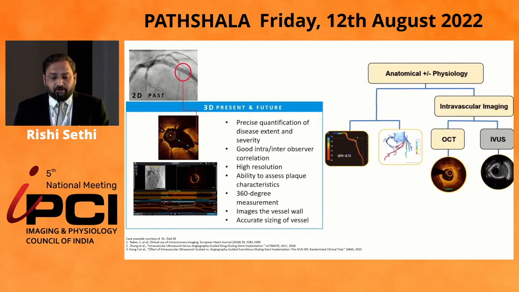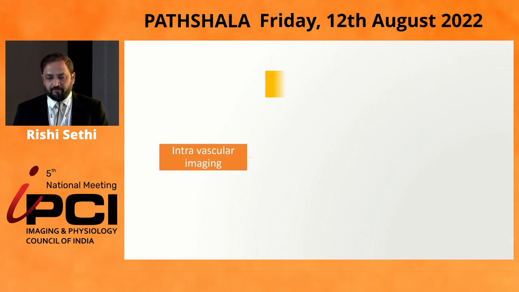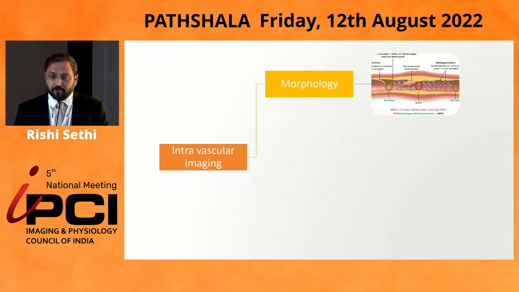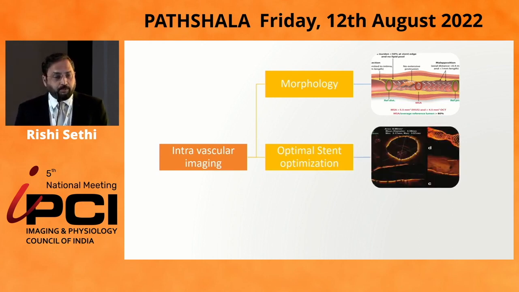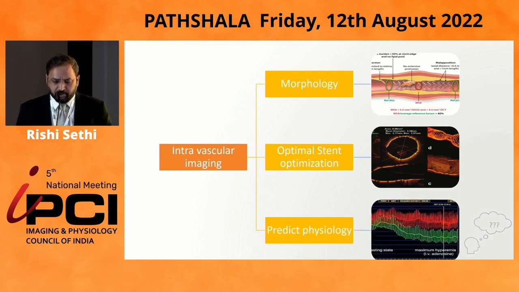So we have intravascular imaging, which tends to overcome all these limitations of FFR. We have excellent morphological diagnosis with intravascular imaging that allows us to better plan our lesions: calcified, fibrotic, thrombus, and so on and so forth. We can look for malapposition, underexpansion, stent edge dissections, and therefore optimize our post-PCI results. The question really is, can we predict physiology to the tune of almost being equivalent to FFR by intravascular imaging?